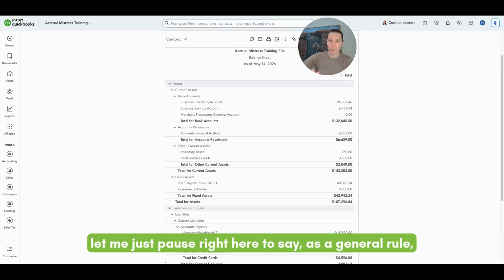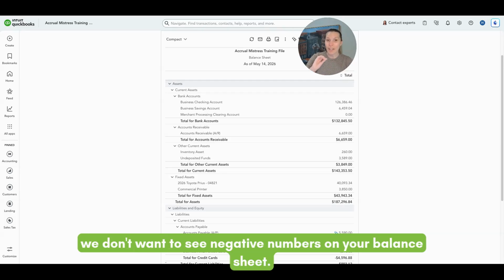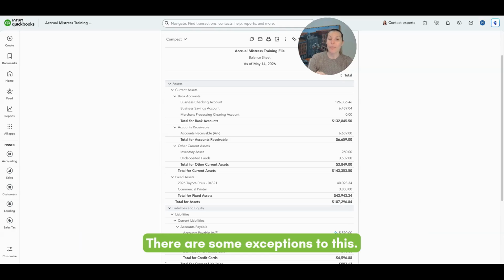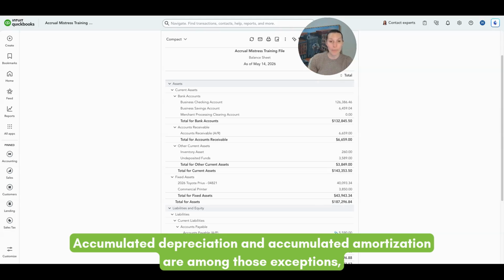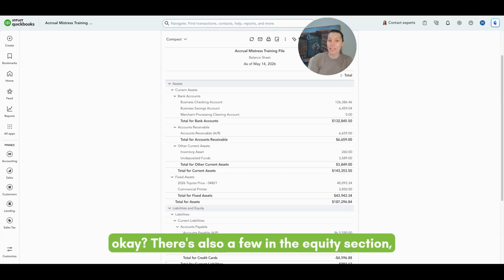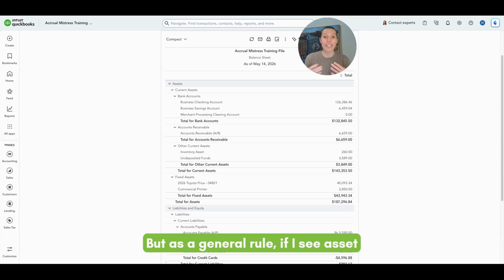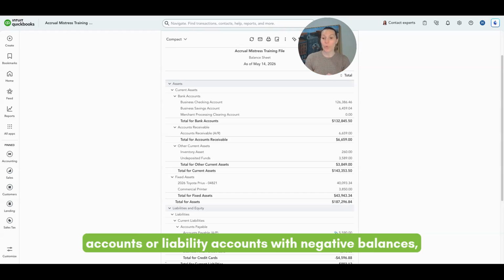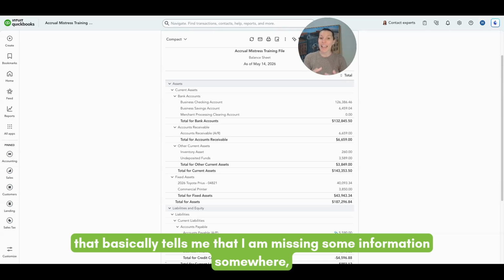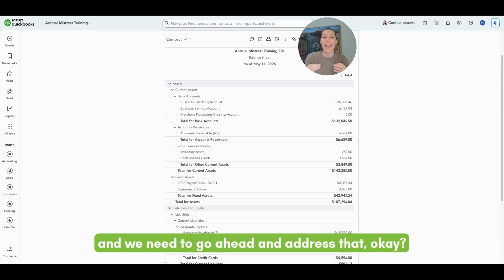Now, let me just pause right here to say, as a general rule, we don't want to see negative numbers on your balance sheet. There are some exceptions to this. Accumulated depreciation and accumulated amortization are among those exceptions, okay? There's also a few in the equity section, which we're going to talk about in a moment here. But as a general rule, if I see asset accounts or liability accounts with negative balances, that basically tells me that I am missing some information somewhere, and we need to go ahead and address that, okay?